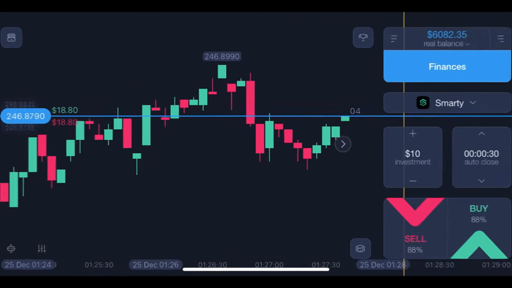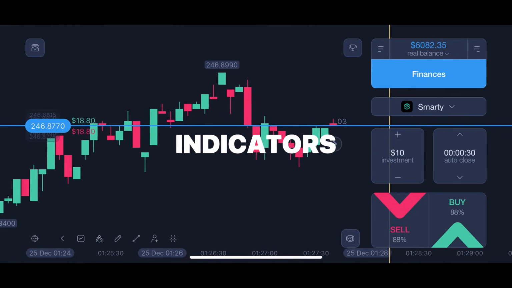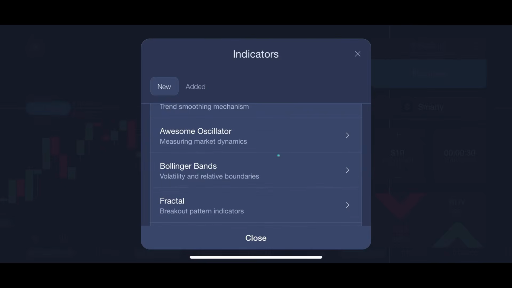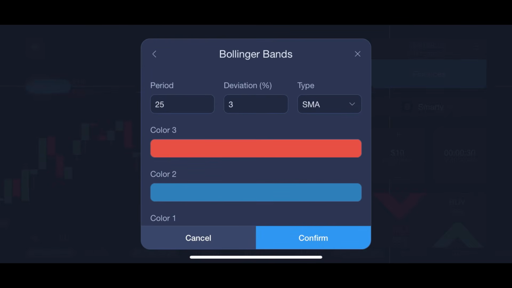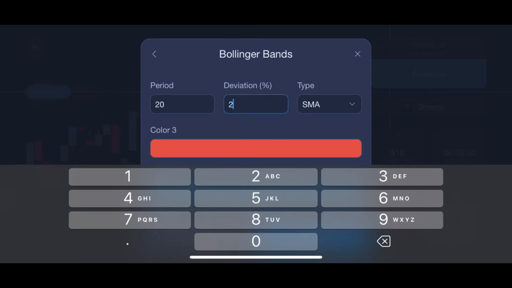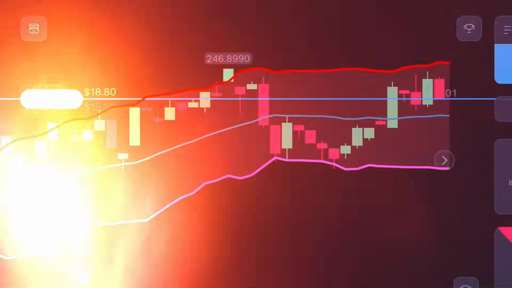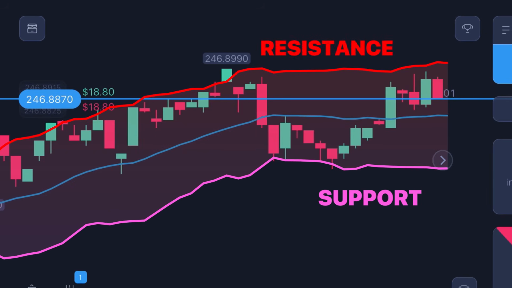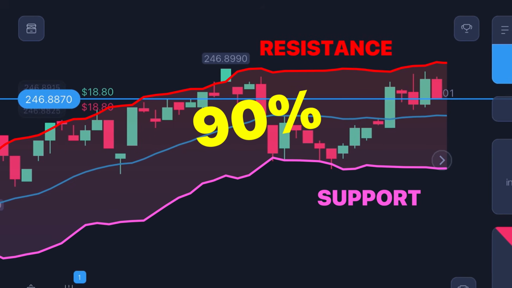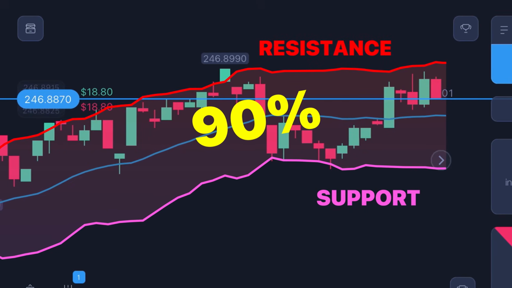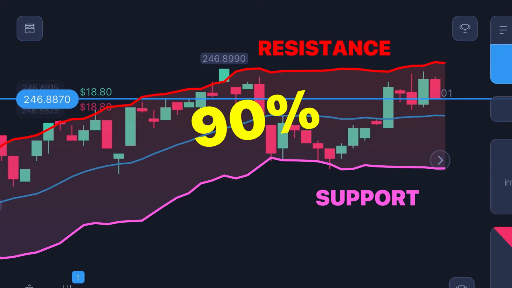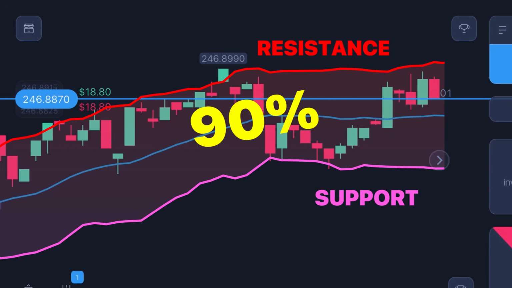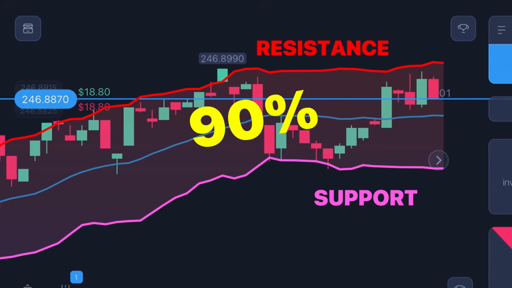For this strategy, we're going to need two indicators. The first one is the Bollinger Bands indicator. When you add this to the chart, make sure to set the period to 20 and the deviation to 2. This indicator acts as a dynamic support and resistance, while keeping around 90% of the price action within the bands. When the market touches or moves outside these bands, it will often reverse its direction.